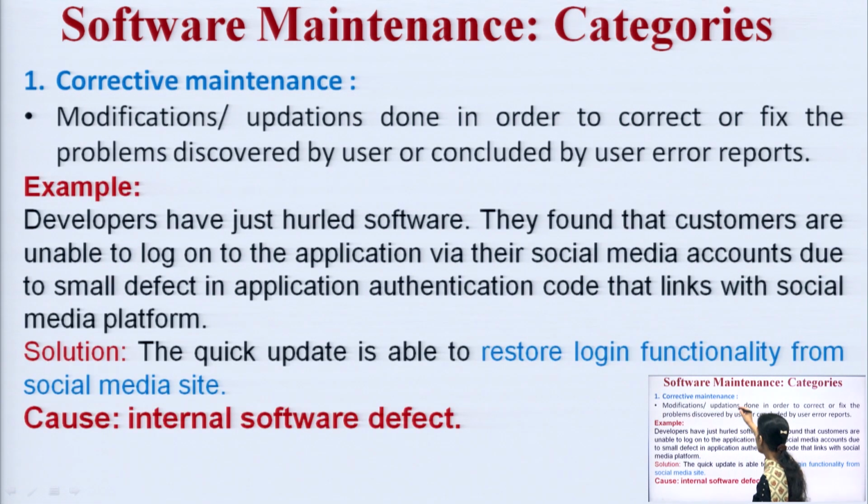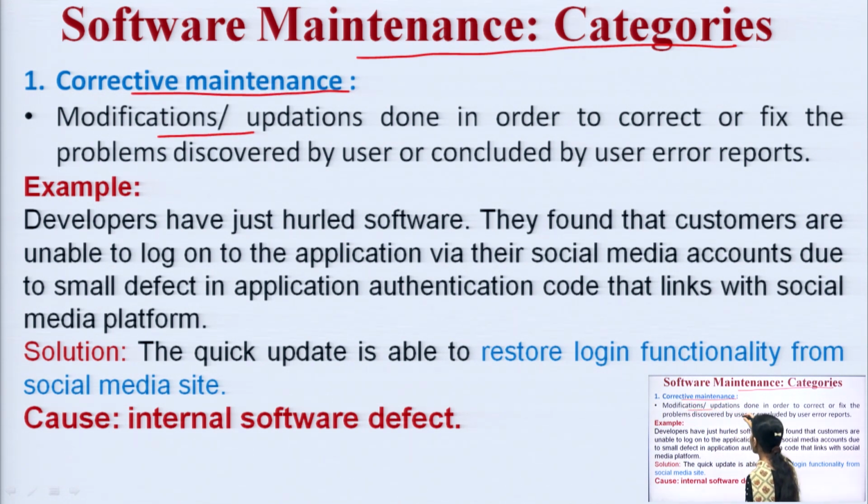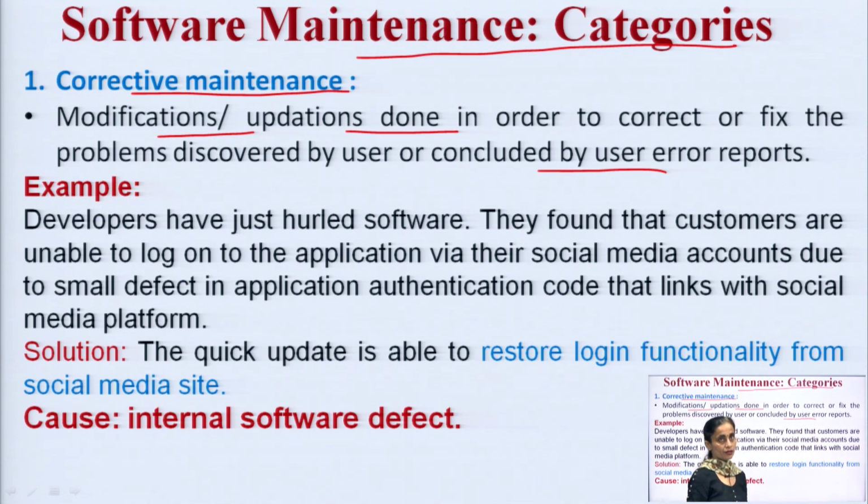Then coming to the software maintenance categories. As I said, these categories are divided into 4 kinds: corrective, adaptive, perfective and preventive. So, let us start with corrective maintenance. Corrective maintenance means we are doing the modifications or updations in order to fix the problems that are discovered by the end user and reported through error reports. The target is to correct the problems that the user is facing.